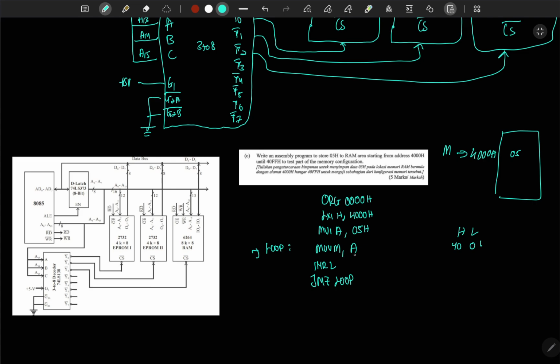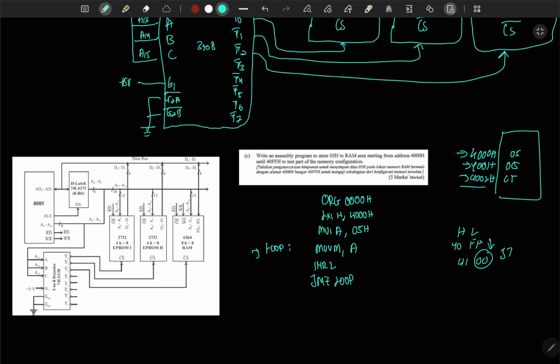So loop means move M, A. So now our M is showing 4001H, our new M. Then move A into M, so 05. Then it says increment L, so it's going to be 4002. Is it 00? No. So loop back. Our new memory is going to say 4002. So move 05 into the new memory. Then make it 3. We will do as such until FF becomes, if you increment FF, it will become 4100. So our L has become 0.